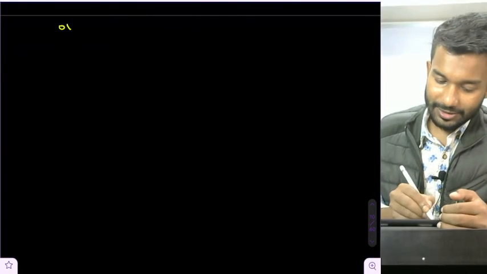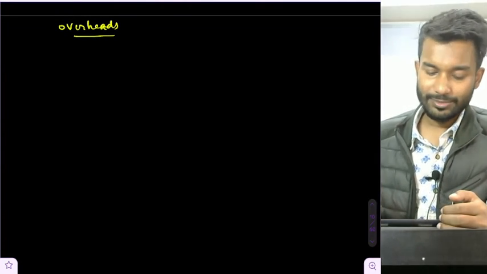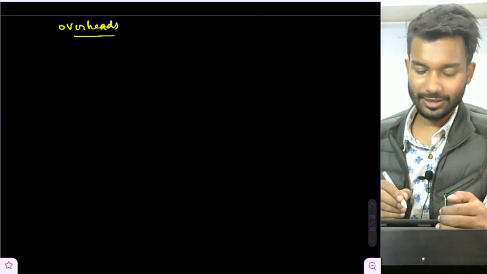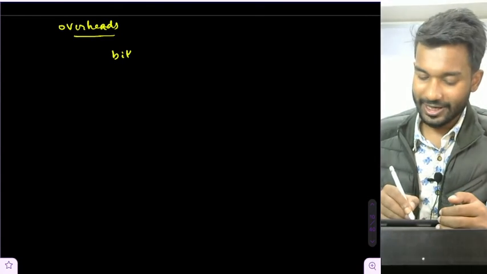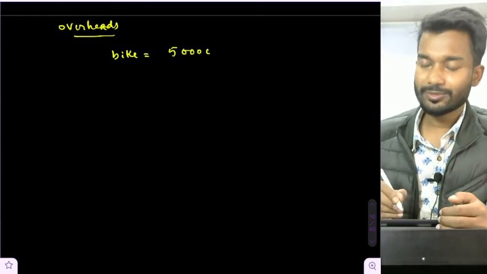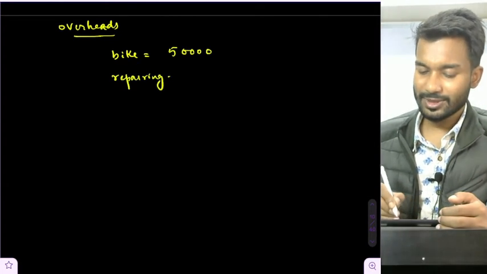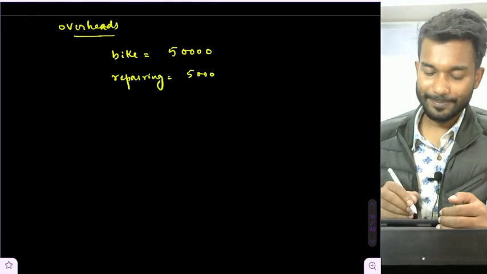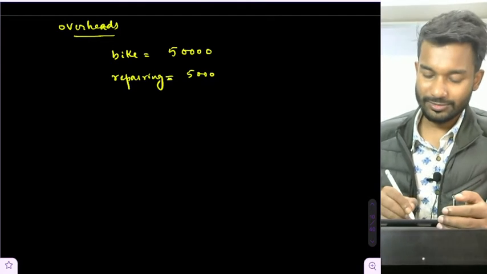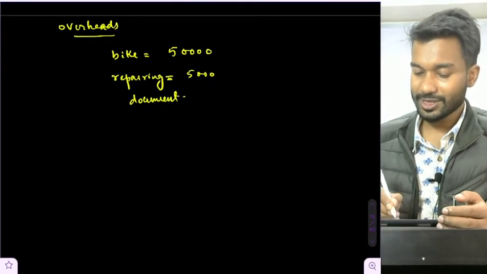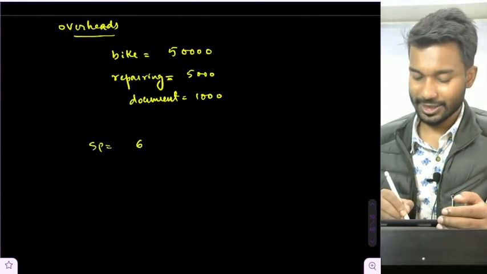See, one term is there, something known as overheads. Now, overheads means what? Suppose you buy an article, like I buy a second-hand bike. I bought a bike for rupees 50,000, but some defects were there. So in repairing, I spend 5,000 rupees. Then again, for documents, I spend 1,000 rupees. Then again, I sold the same bike for rupees 60,000.